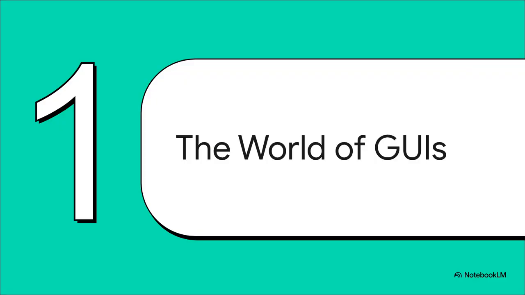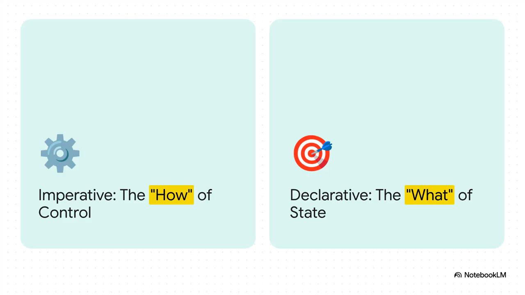To figure that out, we've got to look under the hood of the graphical interfaces we use every single day. And it turns out, it really all boils down to two fundamental ways of thinking about how to build them. Those two big ideas are called imperative and declarative. Really, it all comes down to one simple difference. Are you telling something how to do a task, step by step, or are you just telling it what you want done at the end?